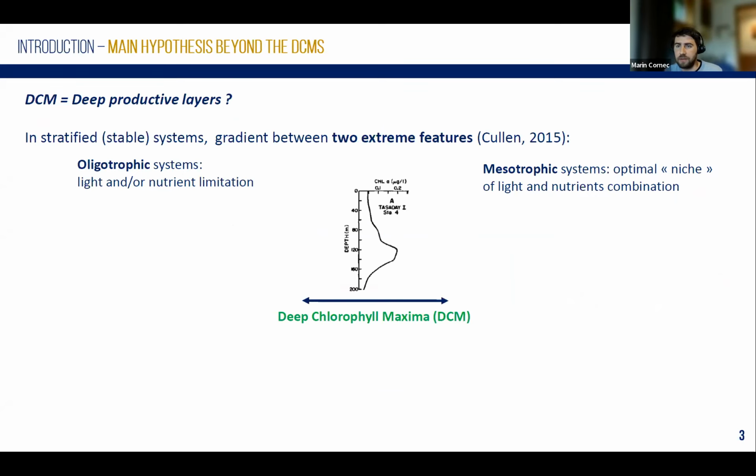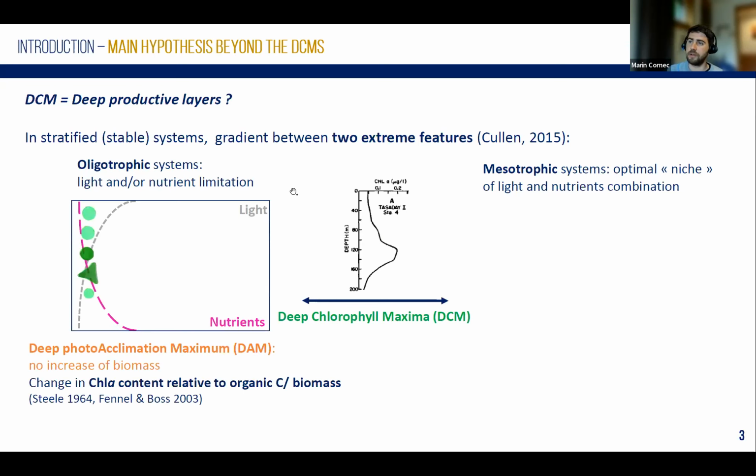Are DCM productive layers? There is a theoretical background which shows that we in fact have a gradient between two extreme environmental systems. On one side, we have the oligotrophic environments, which show limitation of light and nutrient at depths. And on the other extreme, the mesotrophic systems.